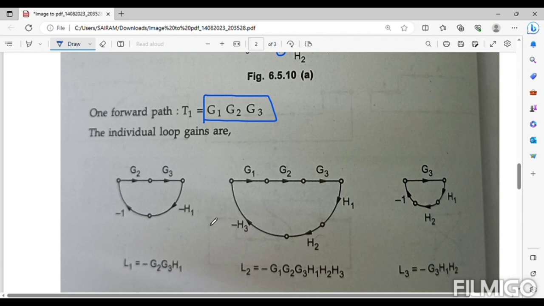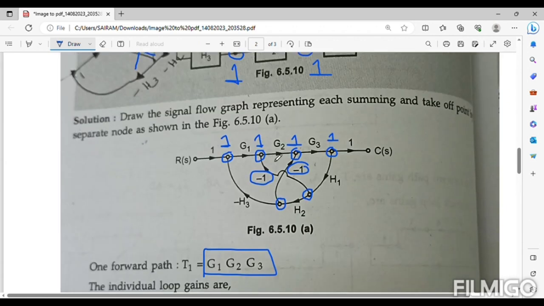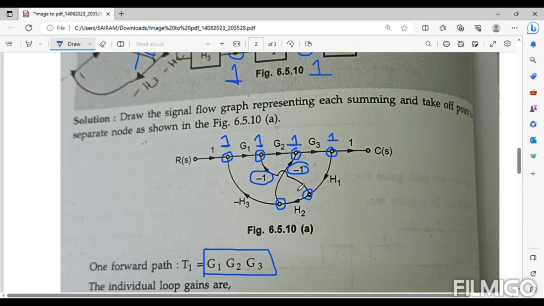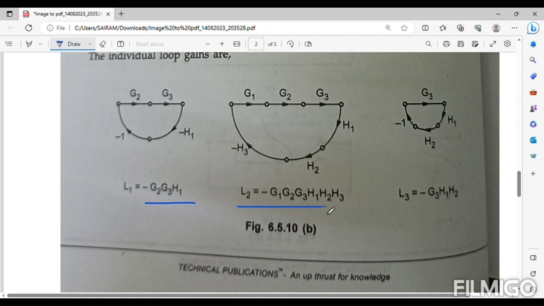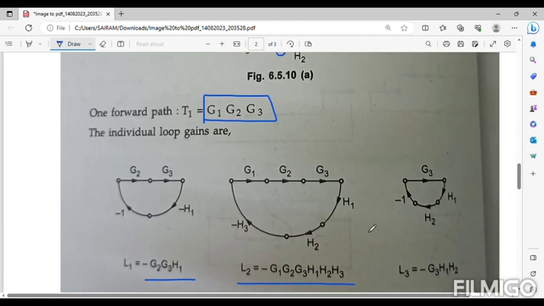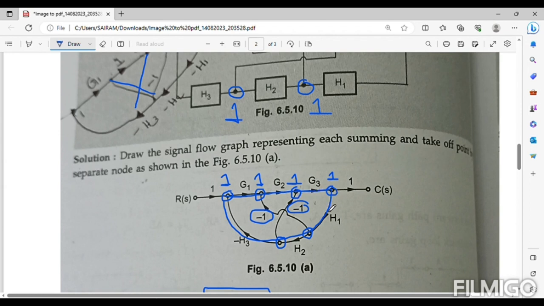Then the individual loop gains are: L1 is equal to minus G2 G3 H1, that is this, so this is minus G2 G3 H1. L2 is nothing but minus G1 G2 G3 H1 H2 H3, that is this whole part. And L3 is equal to minus G3 H1 H2, so this G3, this H1 and this H2, with the minus 1 like this.